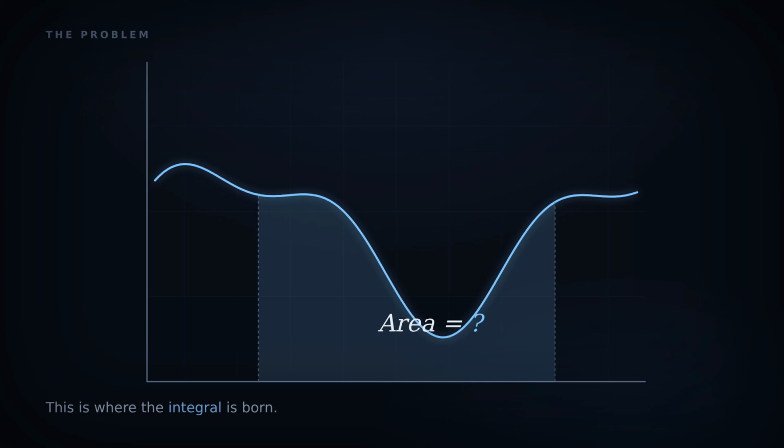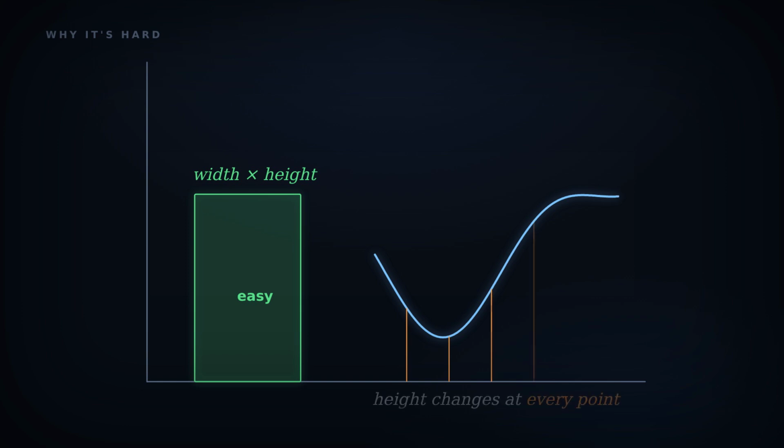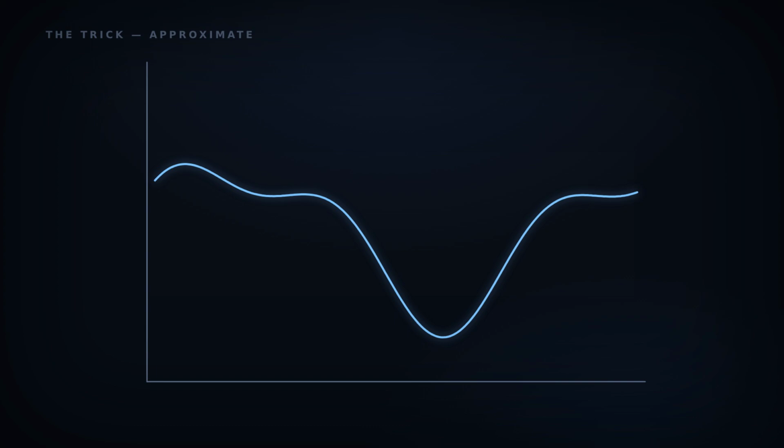So here is the thing that makes it hard. For a rectangle, area is just width times height. Done. But under a curve, the height is different at every single point. There is no one height to plug in. So the trick, and it's one of the great tricks in all of mathematics, is to stop trying to solve it in one shot and instead approximate it.